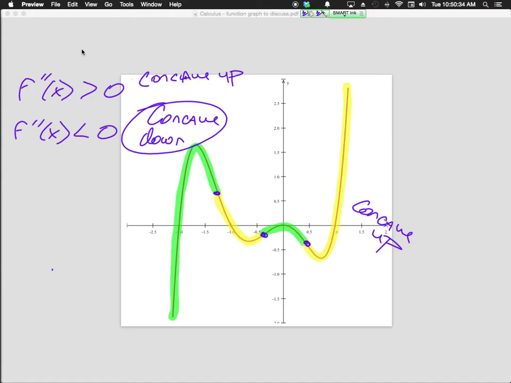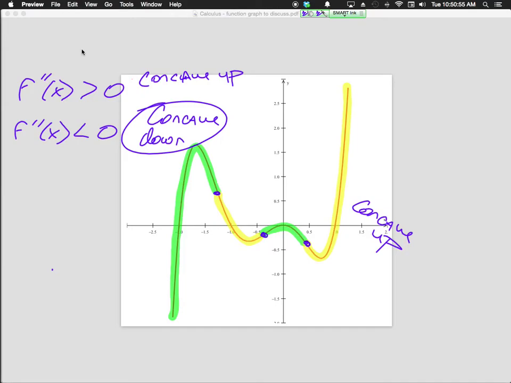So how can I use the second derivative to tell where I'm going to change concavity? Where the second derivative equals 0. Equals 0 and does what? Changes sign. So where the second derivative changes sign, that's where you have points of inflection. Okay? But this is all using the second derivative.